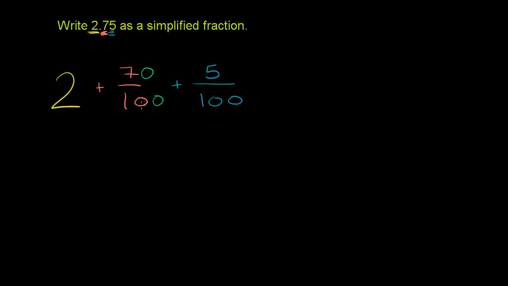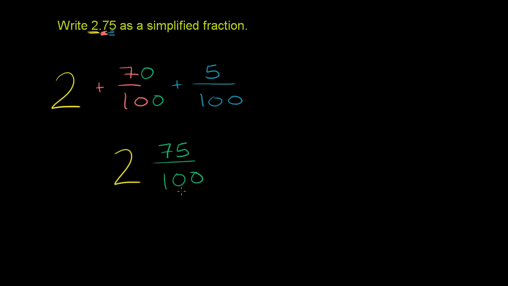Now we can add these two. What is 70 plus 5? 70 plus 5 is 75. And our denominator is 100. So this can be rewritten as 2 and 75 hundredths. And we saw that in the last video. You would read this as 2 and 75 hundredths.